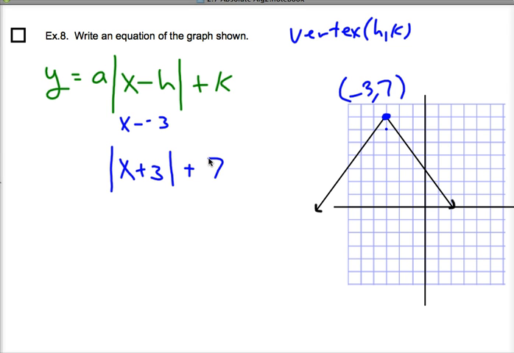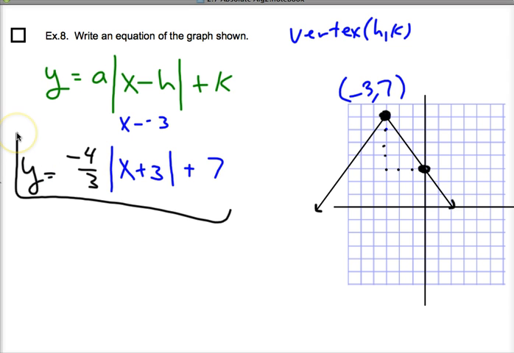Now I need to identify the slope. Let's see if I can do that. I know the vertex here, -3, 7. Can I find another point on there? This one here looks good. That looks like a good point. So how do I get from this one up here to this one down here? I go down 1, 2, 3, 4, and right 1, 2, 3. What's down 4 and right 3? That's a slope. Down goes on top, -4, rise over run. 3 goes on the bottom. That's the equation of that function.